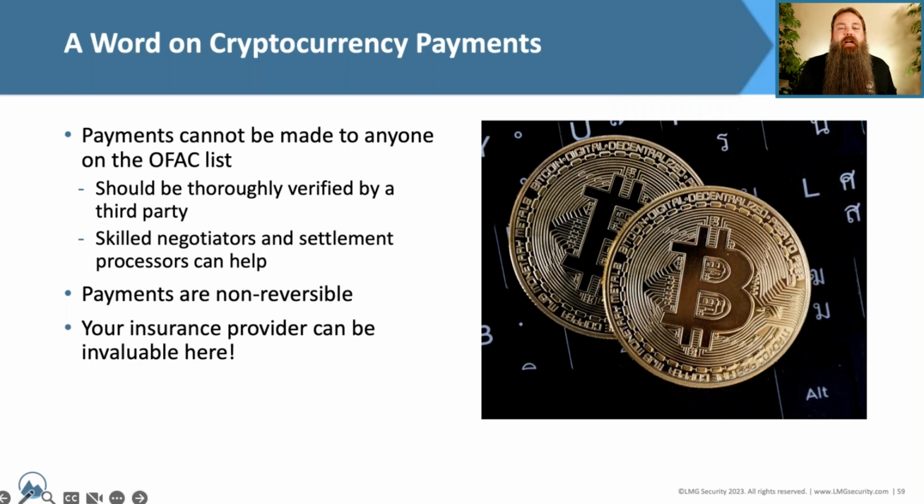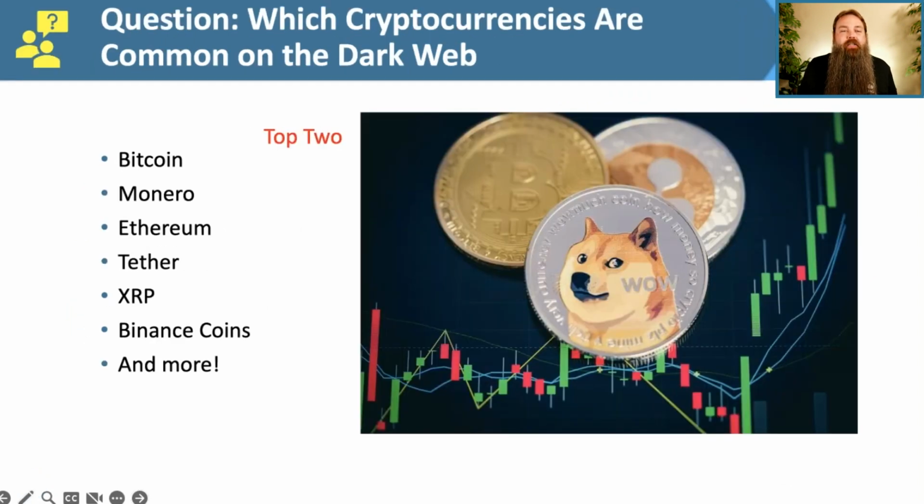One of the questions that we got when we were putting this webinar together is which cryptocurrencies are common on the dark web. And I know I'm leaning a little hard into cryptocurrency here, this is not a webinar on cryptocurrency, but we can't really talk about the dark web without talking about the anonymous payment that goes on with it. And in this case, the top two that we see are going to be Bitcoin and Monero. Bitcoin, most people know what Bitcoin is at this point. That should come as no surprise to anyone.